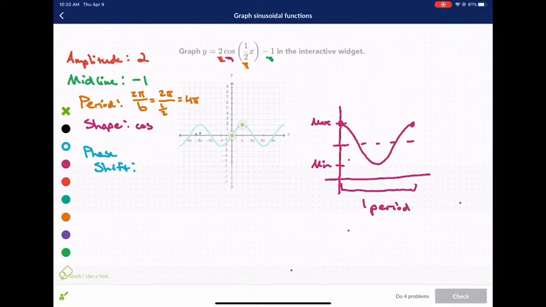All right, and then for the phase shift, there's always a plus c here in these equations. For this case, there is no c. There's nothing we're adding to that x. C is 0, so the phase shift is 0. It's not applicable. We're not going to move it.